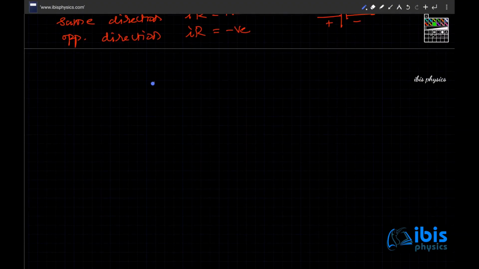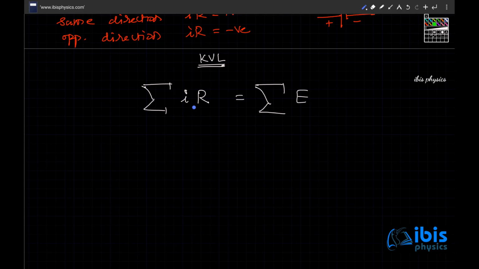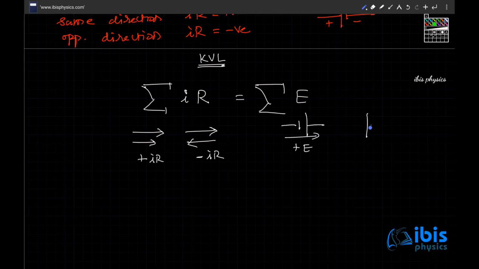On the left hand side, we will write the sum of IR. On the right hand side, we will add the battery potential. According to Kirchhoff's voltage law, summation IR equals summation E. Here you move in the loop in this direction, and the current is in the same direction, so IR is positive. When you move and the current moves in the opposite direction, IR is negative. If you move from negative to positive in the loop, it is plus E, and when you move from positive to negative in the loop, it is minus E.